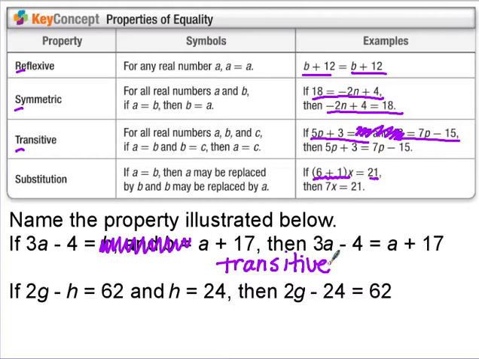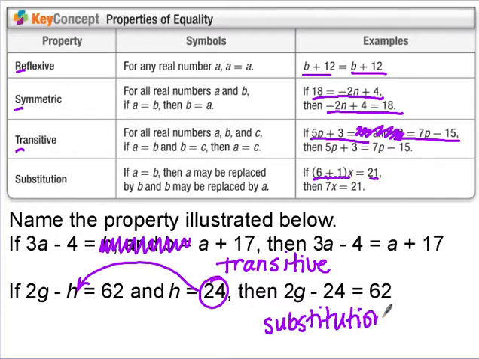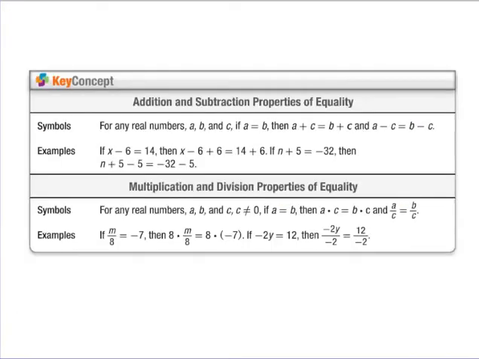Look at the bottom one. What do you think that one is? 2g minus h equals 62 and h equals 24. Yeah, substitution, good, because you're taking 24, you're plugging it in right here. Okay, so reflexive, symmetric, transitive, and then substitution. Okay, yeah, we've done that. You don't need to worry about that one.